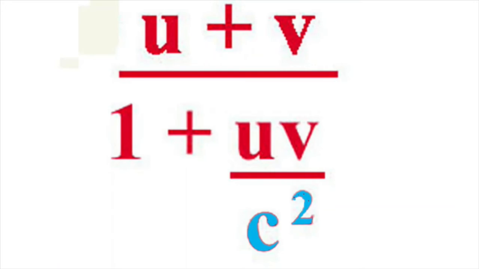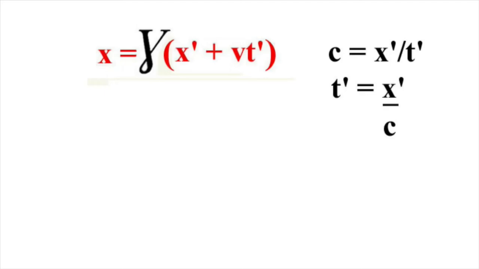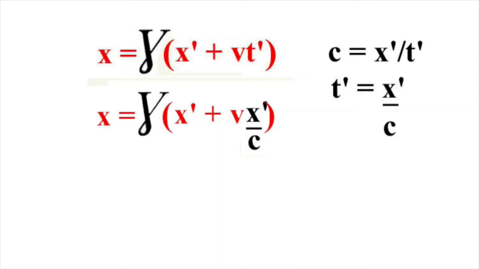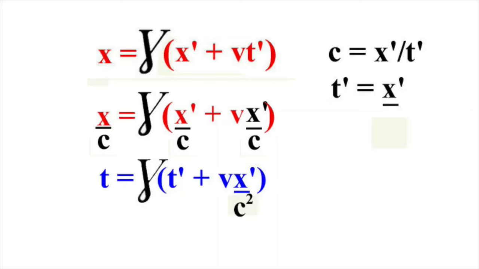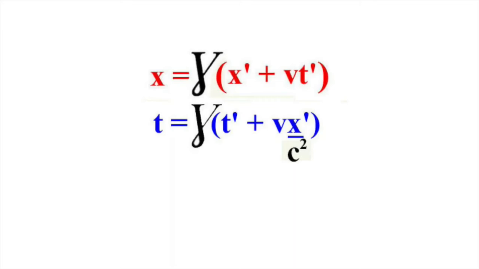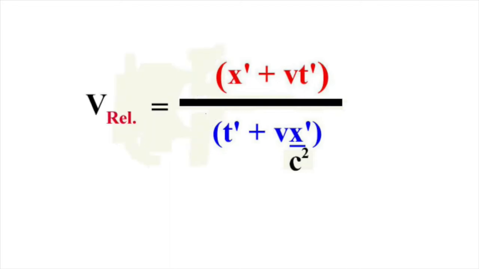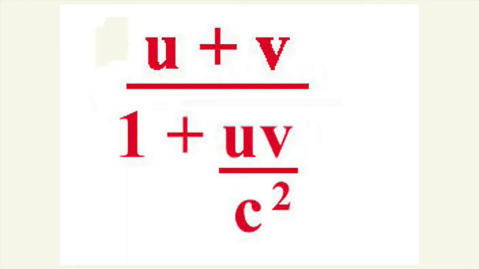We can also derive the relativistic velocity formula using the error factor gamma. We start with the distance formula, which includes the error factor. We can say that c is x prime over t prime, which means t prime is x prime over c. We substitute for t prime and we get this. Then we divide throughout by c and we end up with a relativistic formula for time. So we have the relativistic distance formula, the relativistic time formula. Velocity is still distance divided by time. The gammas will cancel and we have a relative velocity formula. Now this easily transforms into our familiar by now u plus v divided by 1 plus uv over c squared.